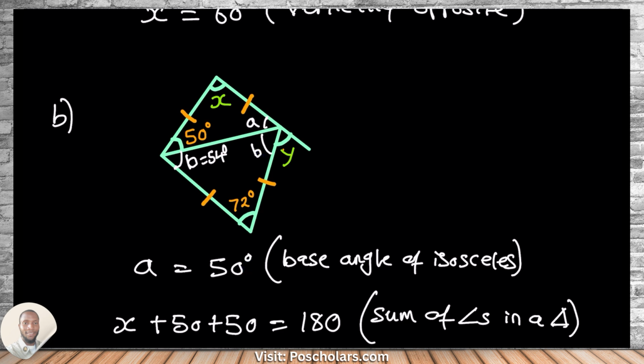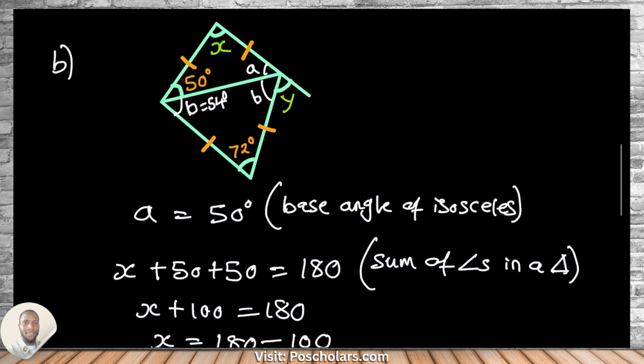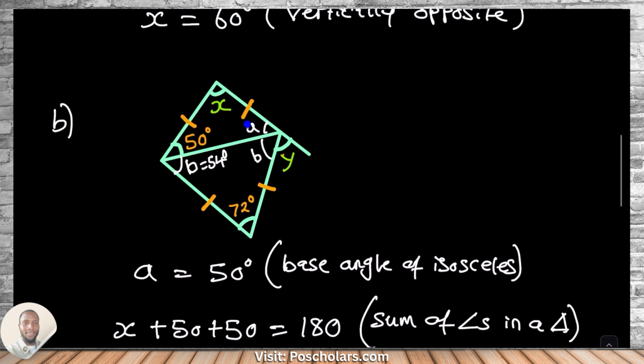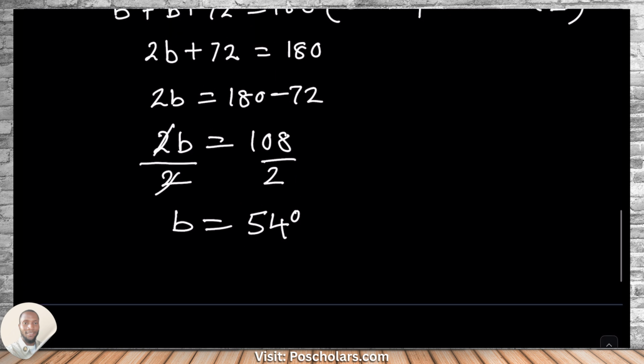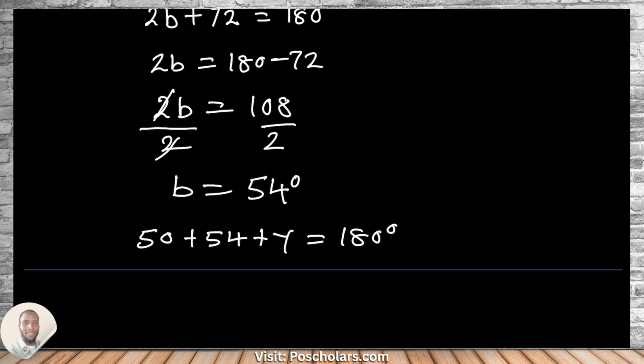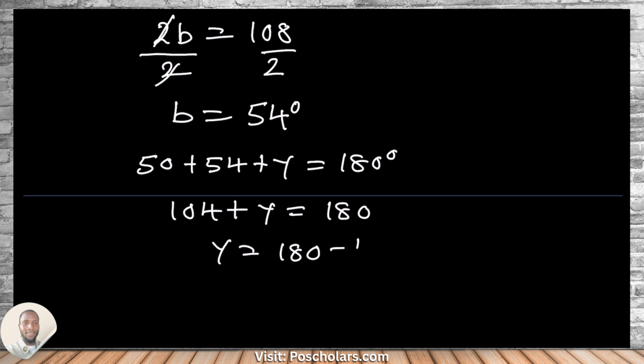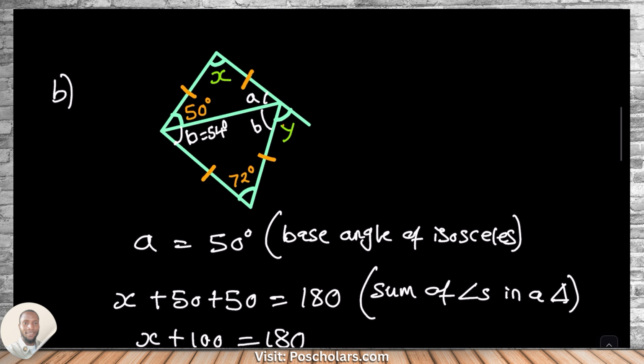So we can now say 50 plus 54 plus y equals 180. Let's write that down. 50 plus 54 plus y equals 180 degrees. Now 50 plus 54 gives 104. So we have 104 plus y equals 180 degrees, right? Subtract 104 from both sides. Then we have y equals 180 minus 104, which gives 76 degrees. Good. Now we have found the value of y. We have found the value of x, and we have also found the value of y.